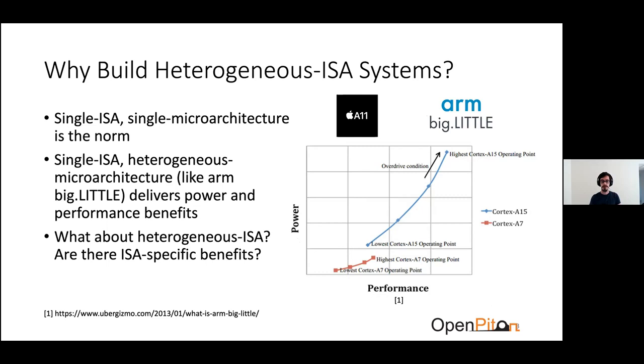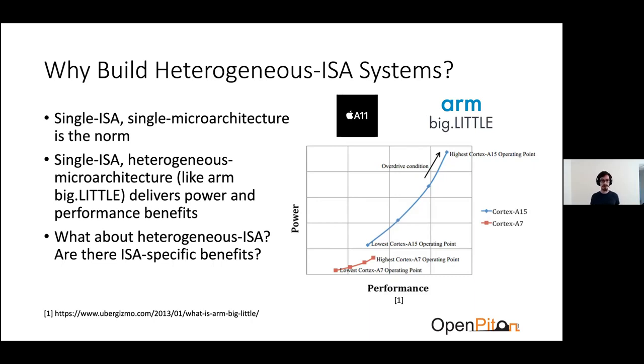And so the goal with heterogeneous ISA is to ask a similar question, right? Rather than simply saying, we're going to have a heterogeneous microarchitecture, you can say, well, what if I actually have a different instruction set? And are there inherent features to an instruction set that could give us benefits if we wanted to build a similar kind of multi-core environment, right?